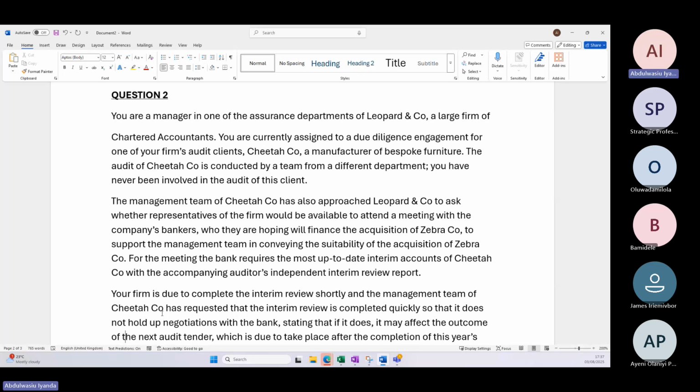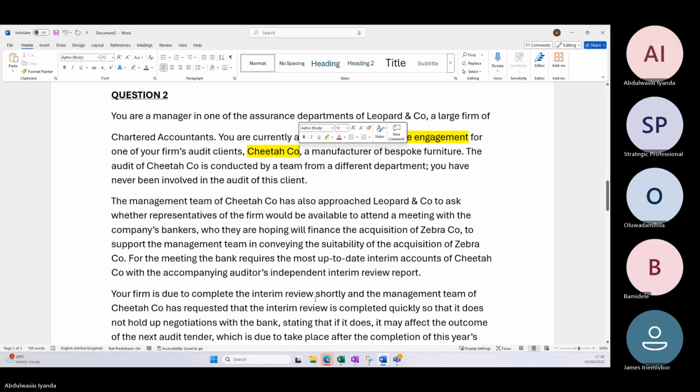They are currently assigned to a due diligence engagement for one of your firm's audit clients. There is a client, Test, a manufacturer of bespoke wooden furniture. The audit is conducted by a team from a different department. That's fine. You have never been involved in the audit of this client. So meaning that you as a manager now, this is like your first engagement with this particular client.